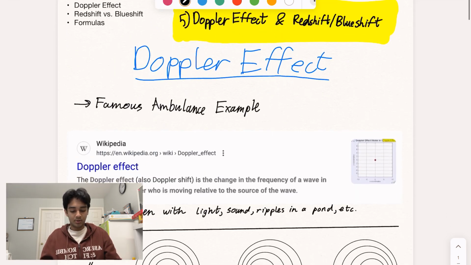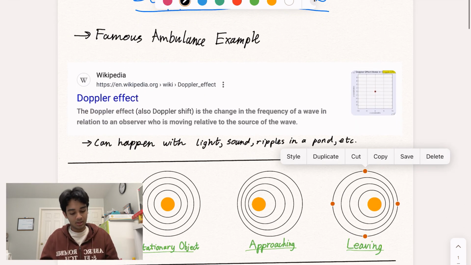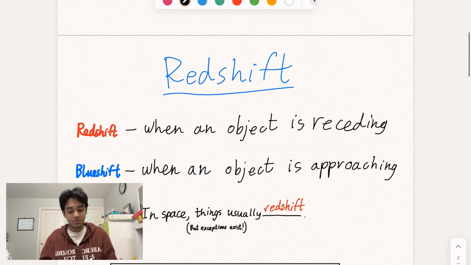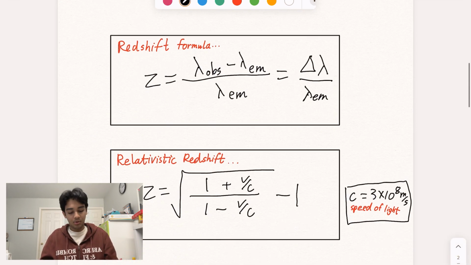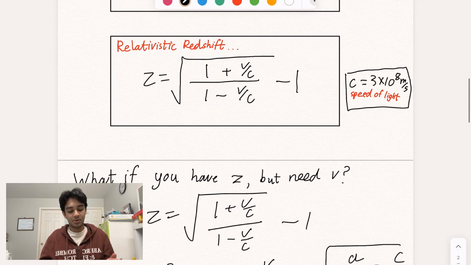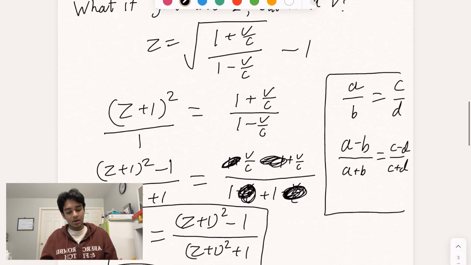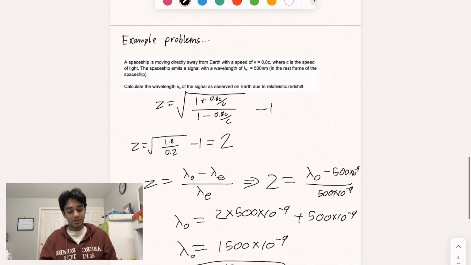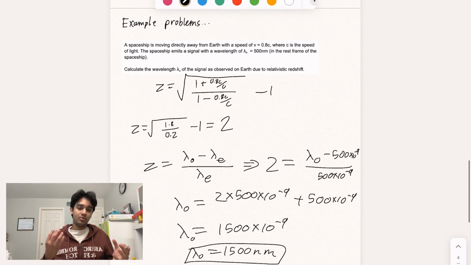To review, we covered Doppler effect conceptually and what it means when it's approaching or leaving. We covered the difference between redshift and blueshift, and in space things usually redshift. We went over the formula if you have the wavelength. Then we also went over the formula if you just have the velocity. Then we had a formula where if you're given the redshift, how do you find the velocity? And then we did an example problem that has both formulas. We used both formulas of the redshift.